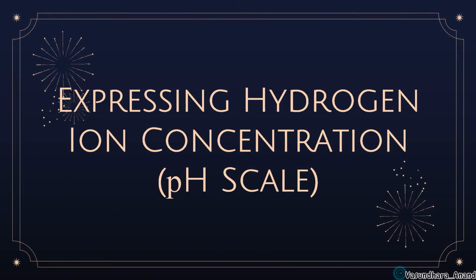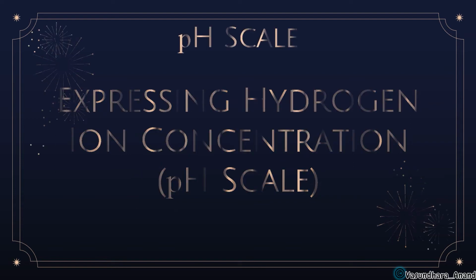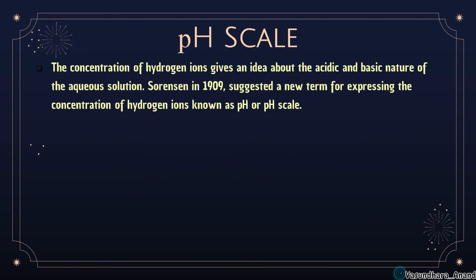Expressing hydrogen ion concentration is called the pH scale. This pH scale tells us the concentration of acid and base, and it was given by Sorensen. He was a scientist who gave this pH scale and the description of pH. So what is this pH scale? The concentration of hydrogen ion gives an idea about the acidic and basic nature of an aqueous solution. Sorensen in 1909 suggested a new term for expressing the concentration of hydrogen ion, known as pH or the pH scale.